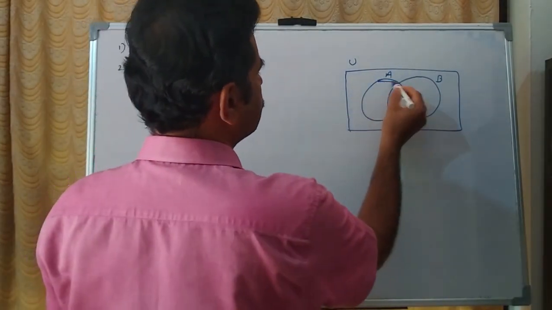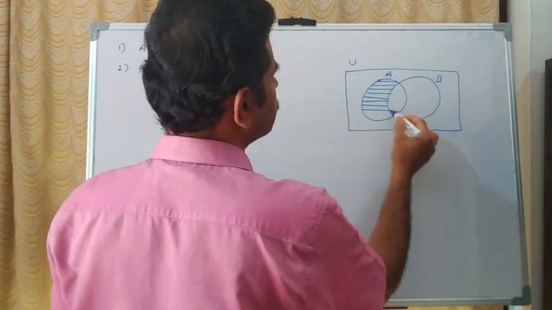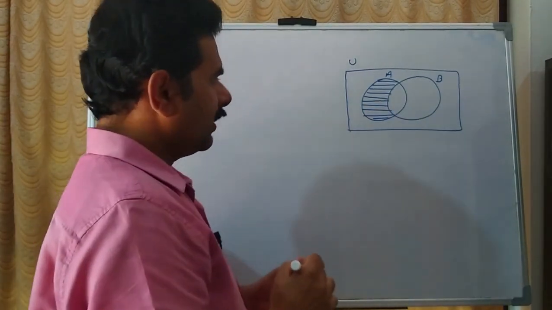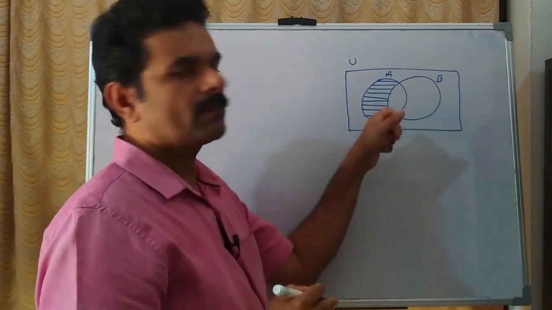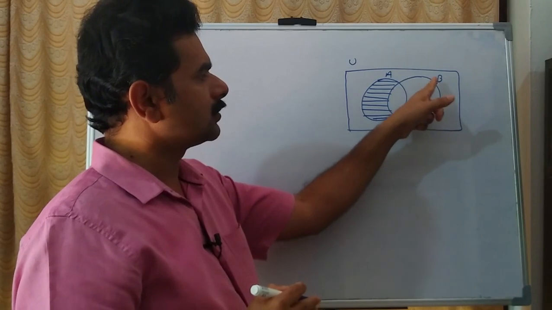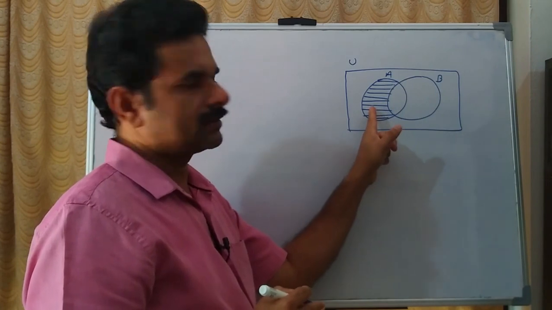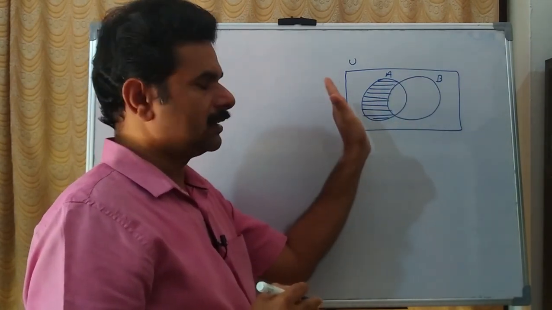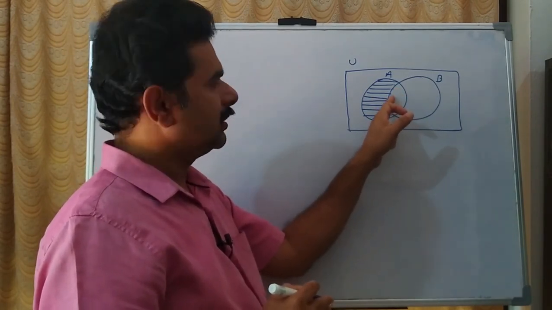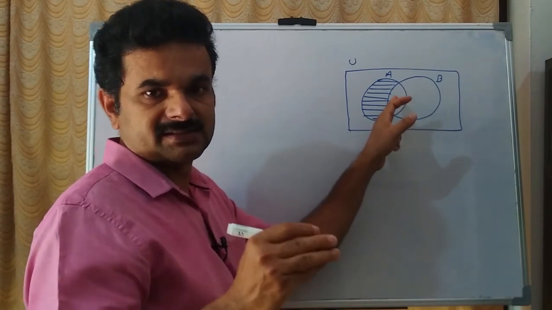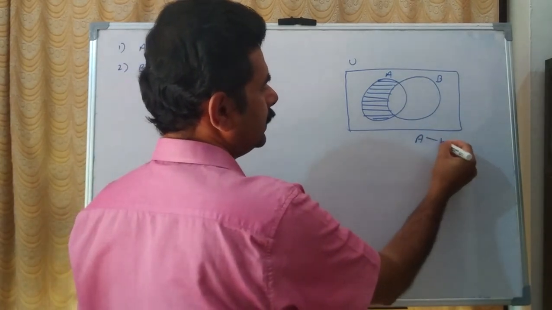This one only. This is A difference B. Why we didn't shade here? Because this part represents B also, or this part lies on B also. This is the unique part for A. This part is common for both A and B, so we can't shade here. Isn't it? So this shaded part is A difference B.